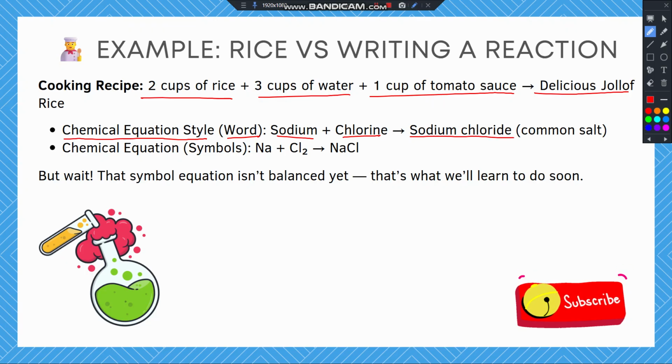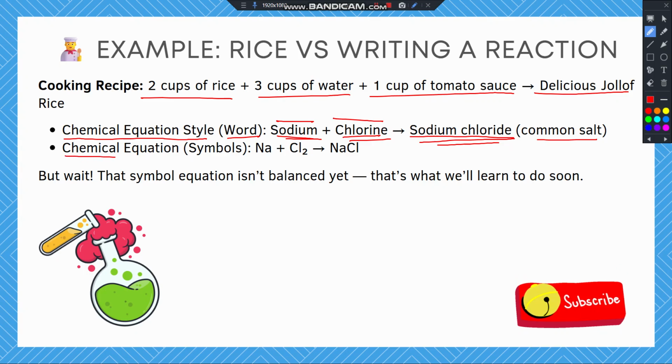Now, there is a chemical equation for the production of sodium chloride, which we call table salt or common salt. You can write this in 2 ways. You can say sodium plus chlorine gives us sodium chloride. But you see, this doesn't tell us the amount of sodium chloride that is formed. This doesn't tell us the amount of chlorine we need. And this doesn't tell us the amount of sodium that we need.